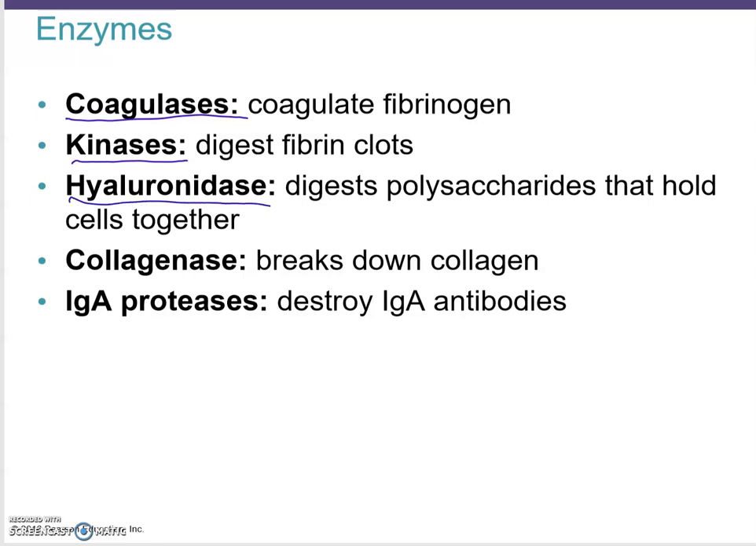Hyaluronidases digest polysaccharides that hold cells together and help pathogens invade the host. Collagenases break down collagen, which is also a binding substance that holds cells together. And IgA proteases destroy IgA antibodies.